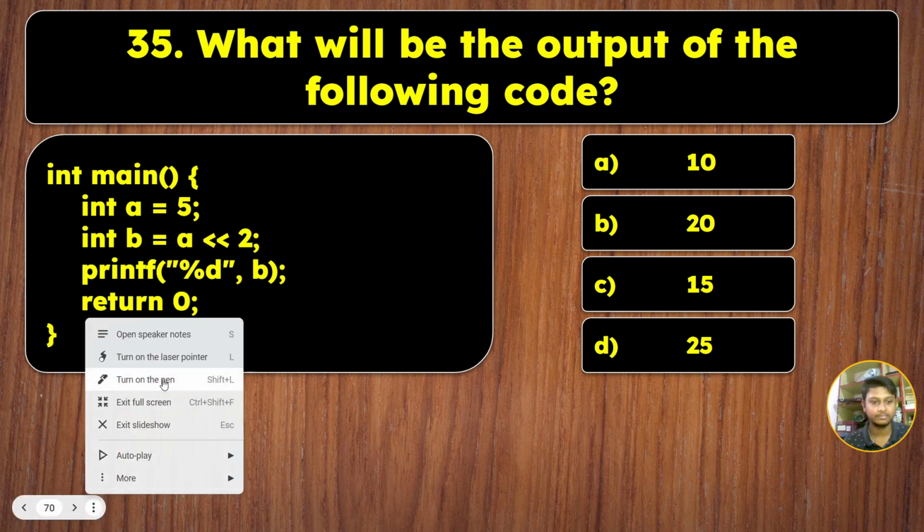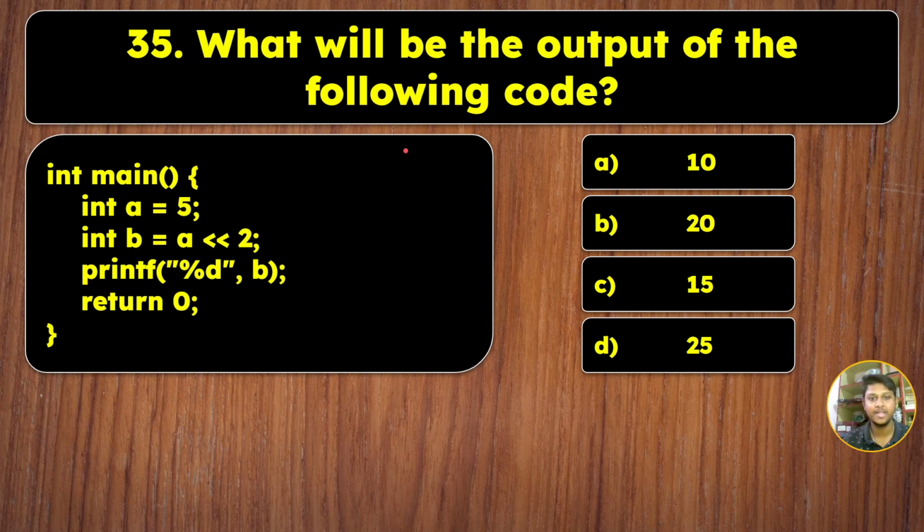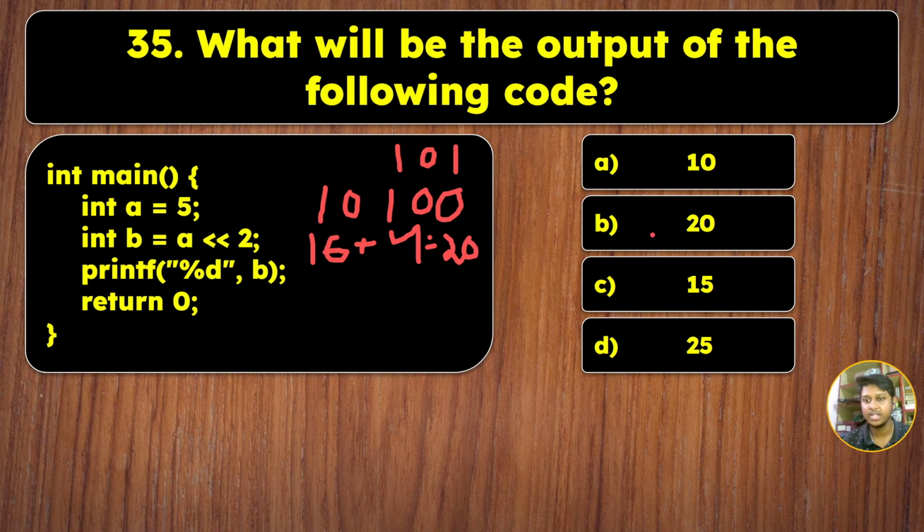Here the binary value of 5 is 1, 0, 1. Now if we shift each bit 2 places to the left, the 1 will reach here, the 0 will shift to here, this 1 will shift to here, and after that we have to place 2 zeros at the right. So what is the decimal value of this? 0, 0, this is 4, plus this is 8, and this is 16. So 16 plus 4 becomes 20. So our correct answer is 20. So let's check.